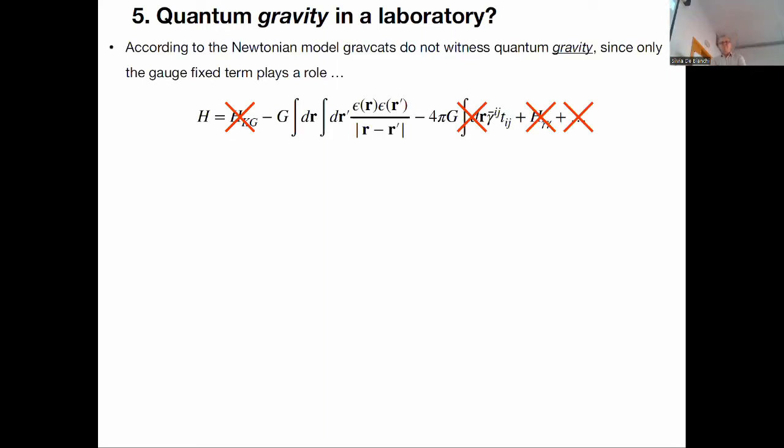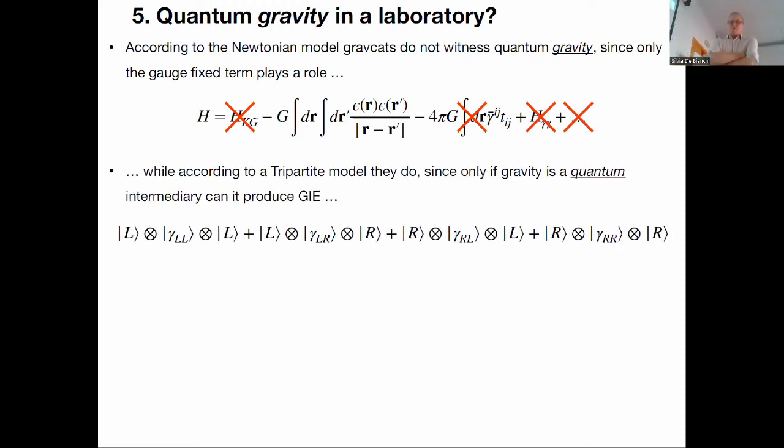Okay, all right, so just to recap: with the Newtonian model, we throw away all the interesting terms. So we're just left with this Newtonian potential, and what's so quantum about that? On the other hand, we have the tripartite model or other models, since there are different ways of doing it. Of course, we must be observing the quantum nature of gravity, because if it wasn't quantum, we wouldn't get any effects. So which is the correct way to model the experiment?